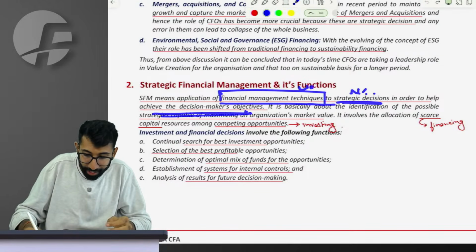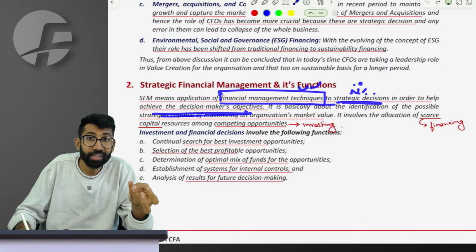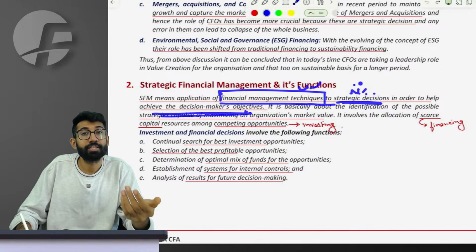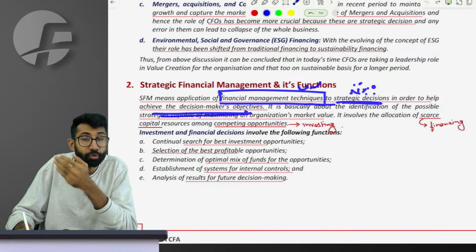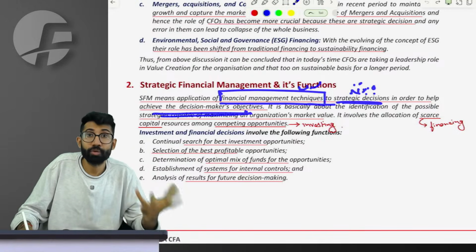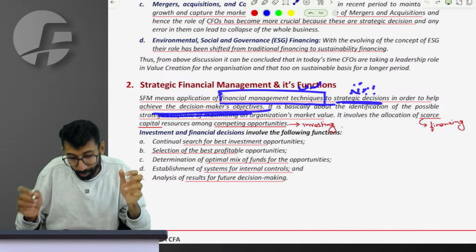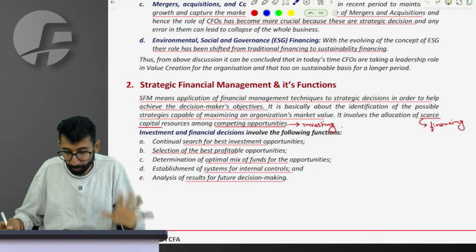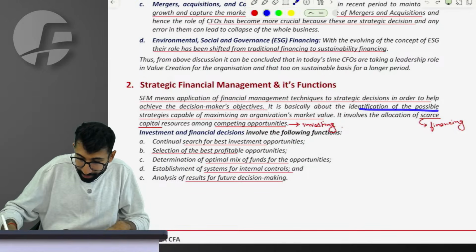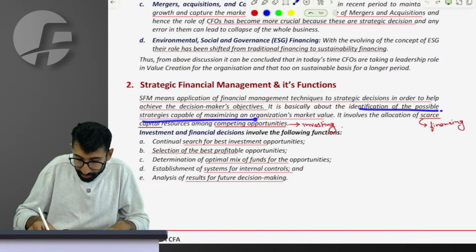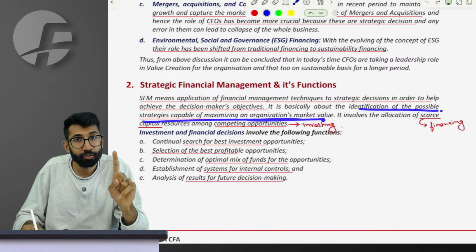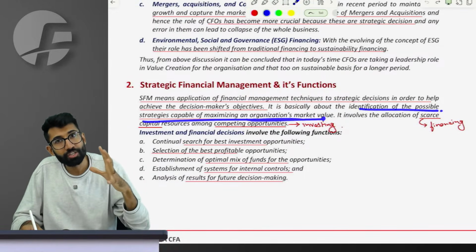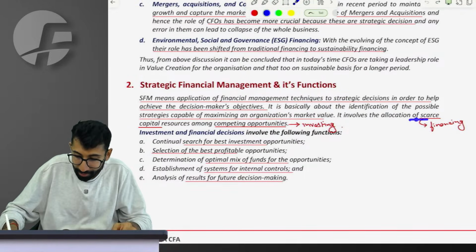So applying financial management techniques like NPV, IRR, money market hedge versus forward hedge, any kind of technique, while taking the decision of how I should hedge, where I should invest, where I should raise the money from, to achieve my objective, is SFM. Perfect. Sir, it is about identification of possible strategies capable of maximizing the company's value. Overall, wealth maximization is the objective. So what kind of strategy should we create so that wealth can be maximized?